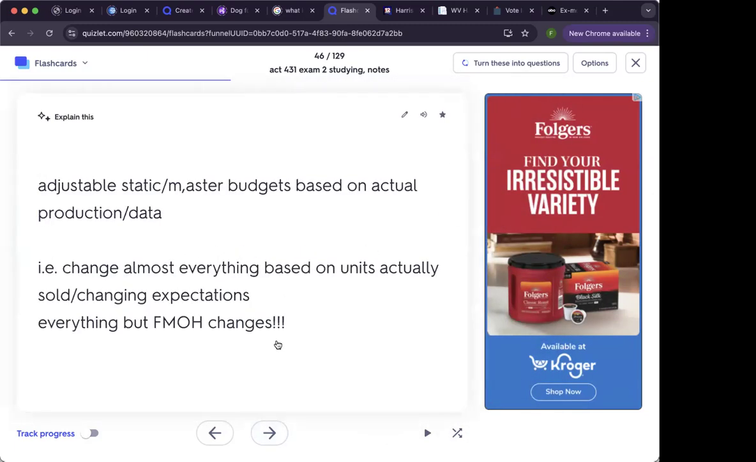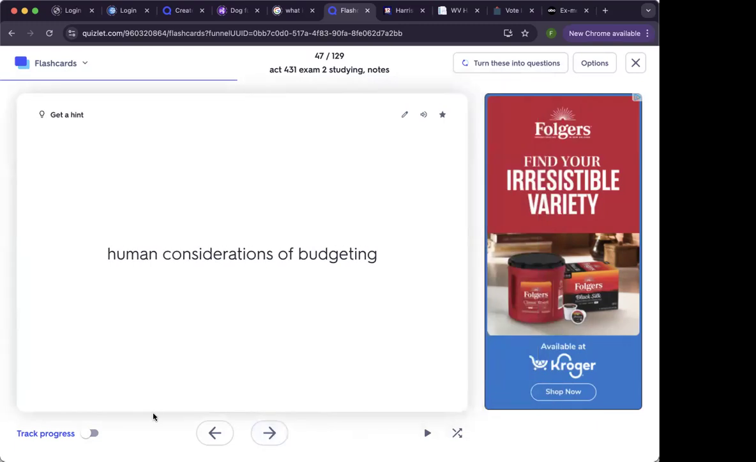Flexible budgets. Adjustable static master budgets based on actual production or data. So basically, you're able to change almost everything from the master budget based on units actually sold or changing expectations. Everything but fixed manufacturing overhead changes here, guys. So FMOH stays the same.